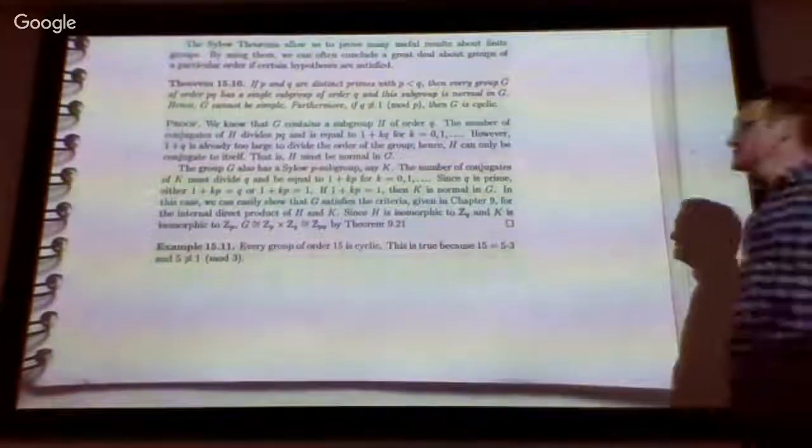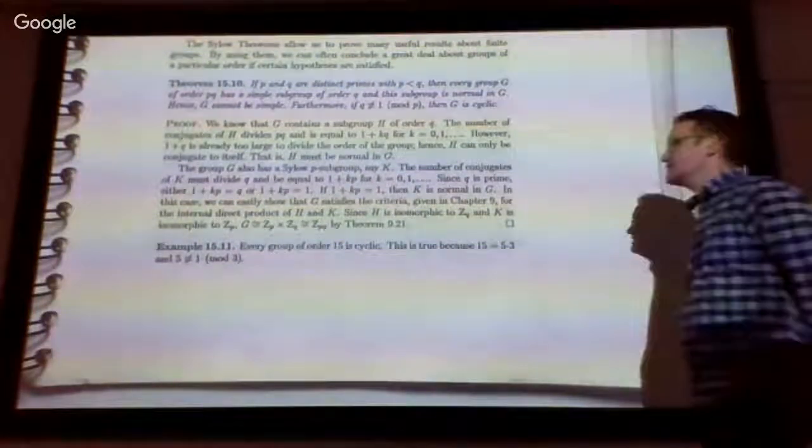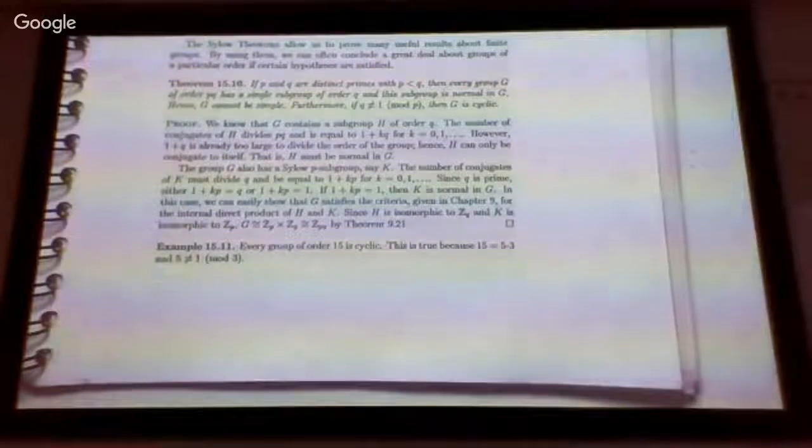H and K, both of them normal in G. And he claims we can easily show G satisfies the criteria given in chapter 9 for the internal direct product of H and K. So why is that the case? First of all, we had to have it. So what were those conditions for existing internal direct product?